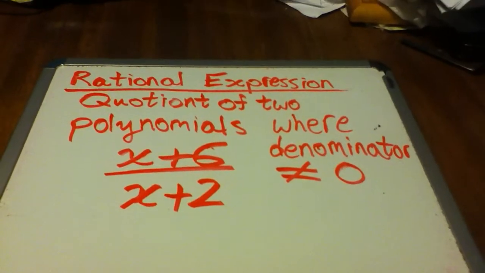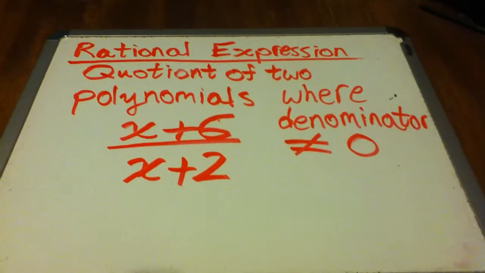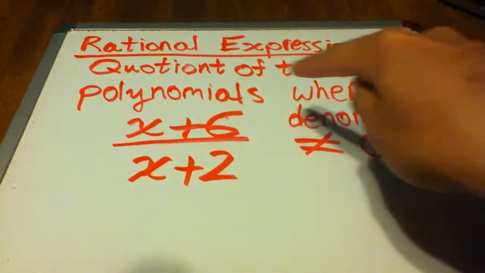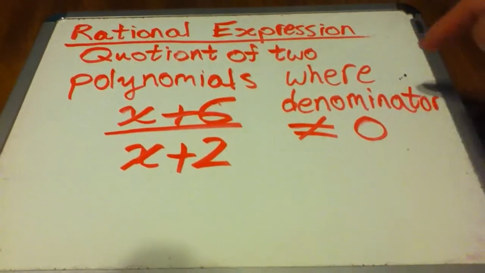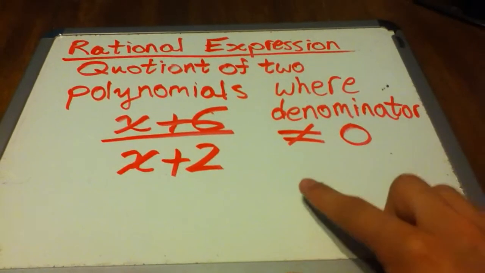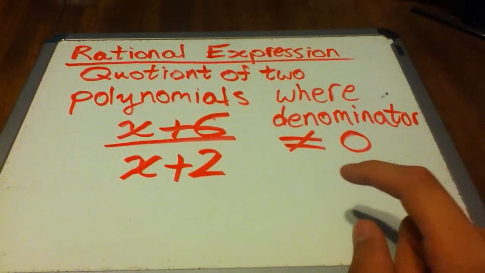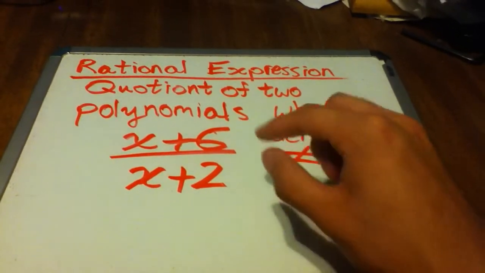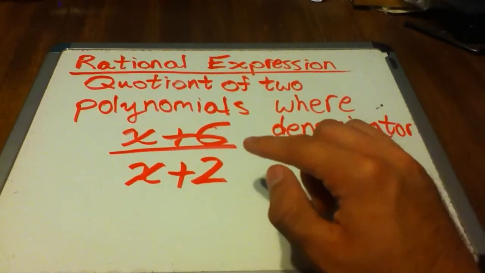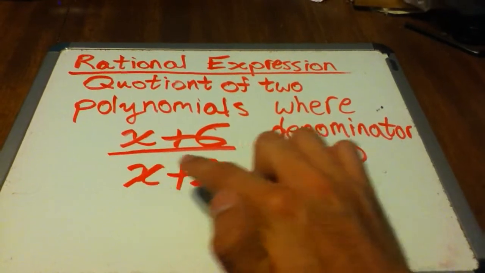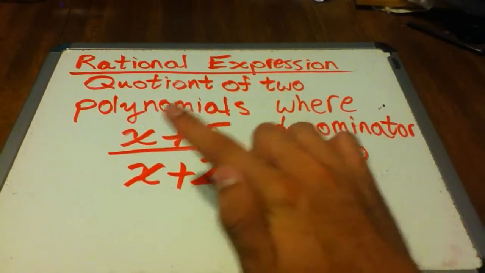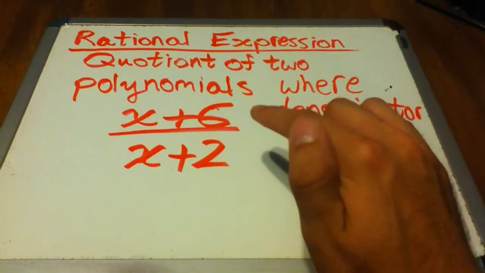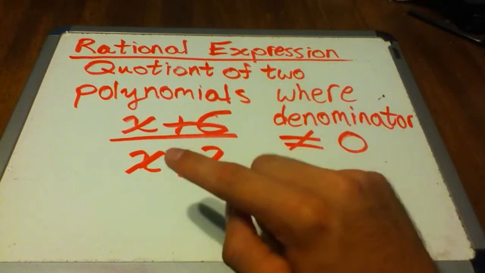Rational expressions. Okay, what are they? They are the quotient of two polynomials where the denominator does not equal zero. So that's what a quotient is, or a rational expression, excuse me. It's the quotient, so divided by, that's what quotient means, of two polynomials.